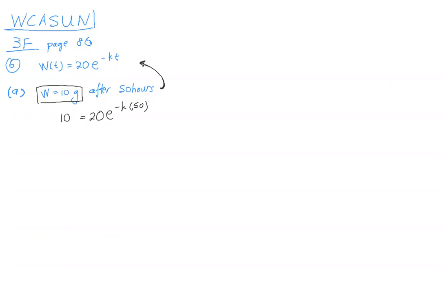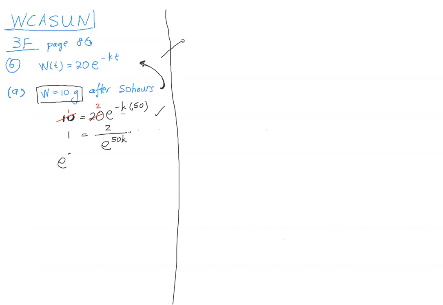I give you 2 minutes to solve for the k. So 1 equals 2 e to the power of negative 50k. Whenever I have a negative power, I prefer to bring it down and let it become positive, so I write 50k. Then I cross multiply: e to the power of 50k is equal to 2.